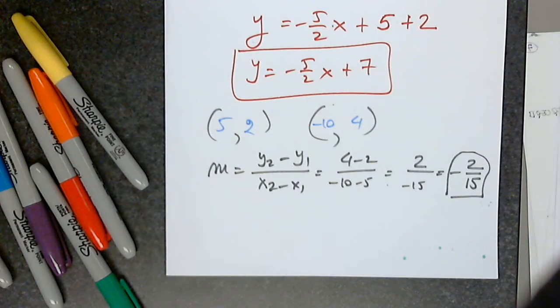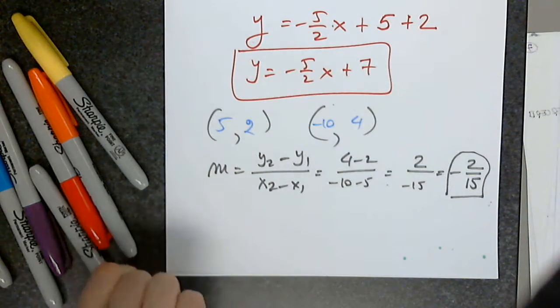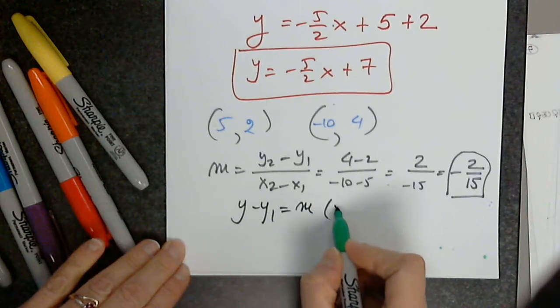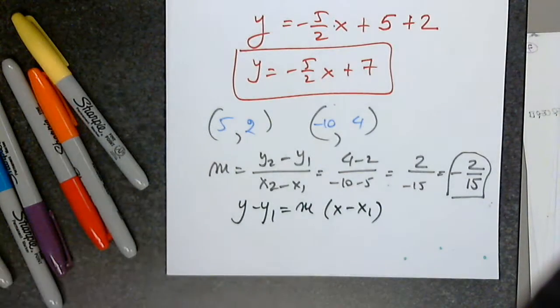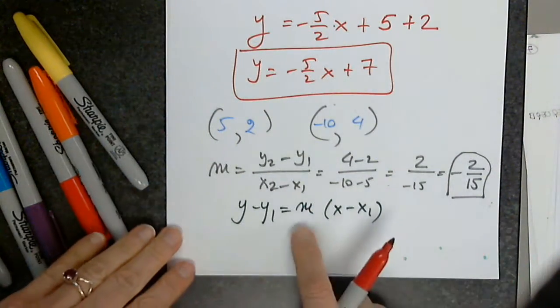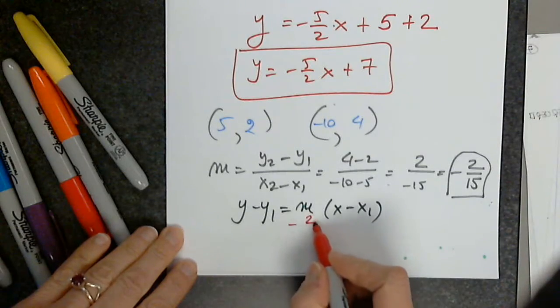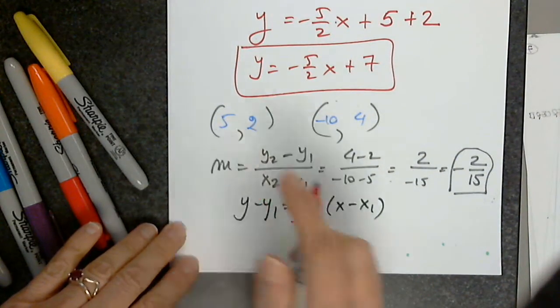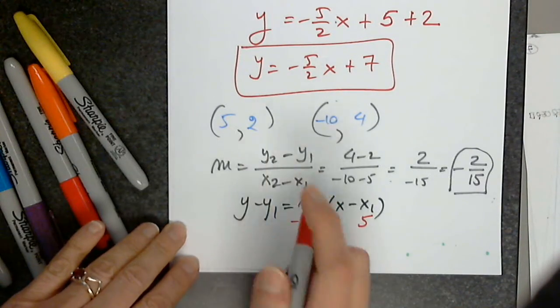Am I given the y-intercept? No. So I recommend the point slope form. Y minus y1 equals the slope times x minus x1. Here's what I do. I replace everything underneath the equation. I replaced m by negative 2 over 15. And I replace my x1 by 5 and my y1 by 2.